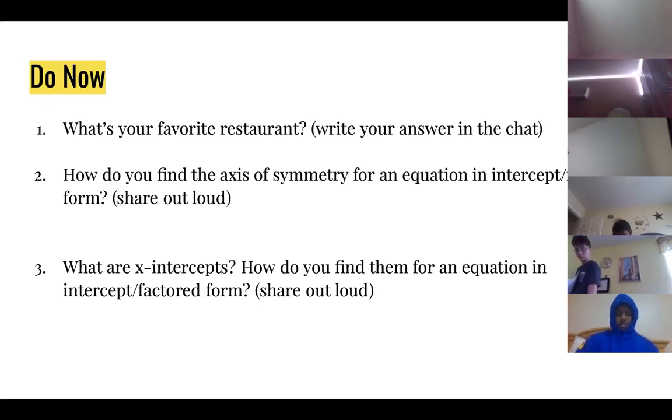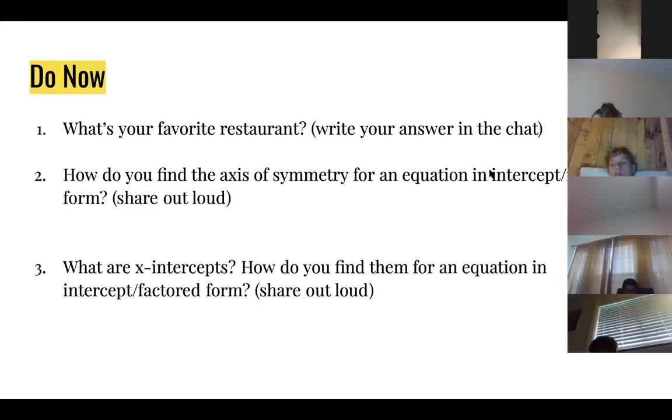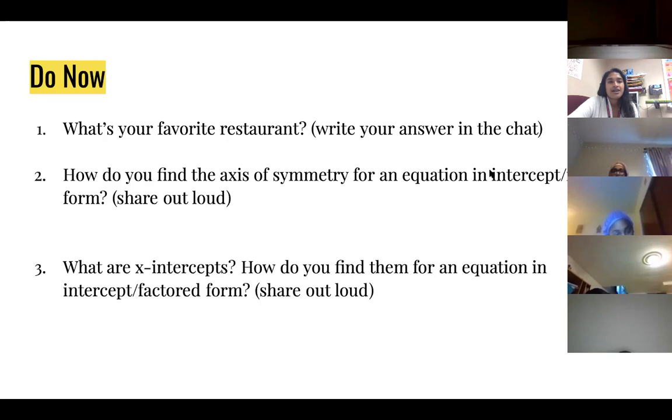Good job, Henry. All right, number 3, what are x-intercepts and how do you find them for an equation in intercept or factored form? What do you have for me, Anam? It's the opposite values for P and Q. Good job. And then on a graph, where would I find the x-intercepts? I'm not sure. They're on the x-axis. So an x-intercept is where your graph crosses the x-axis. So that's why the y value is always 0 whenever you write those out as points, because it's crossing the x-axis. Good.